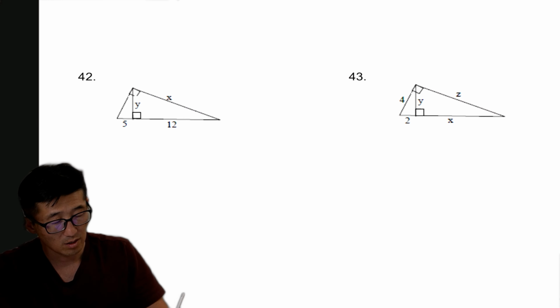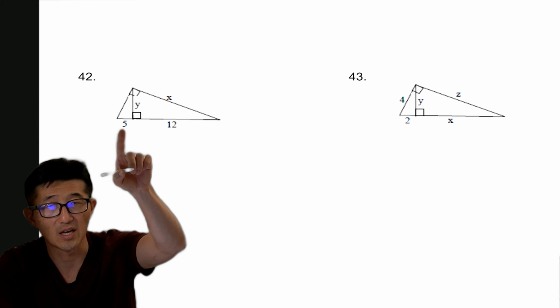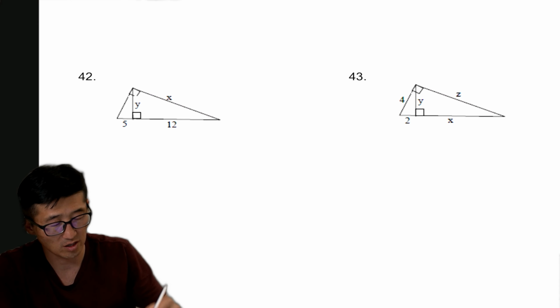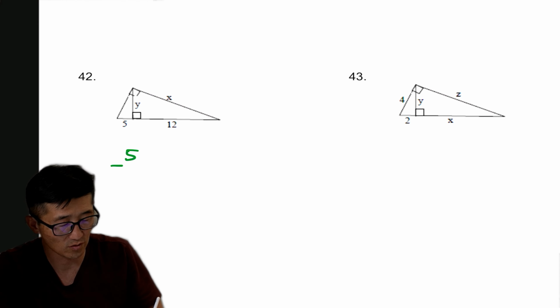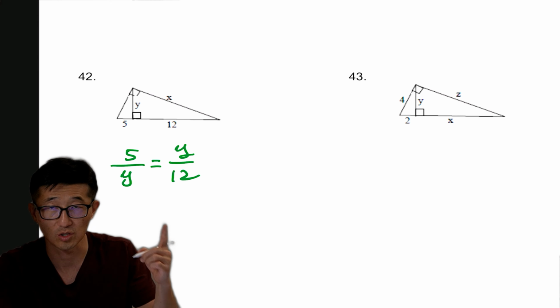So now again, we have the left side, height, and the right side of the house. So the setup will be this: 5 over Y equals Y over 12. And you can solve that one out.